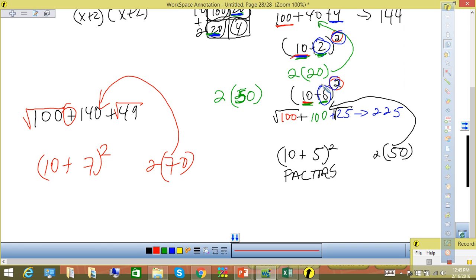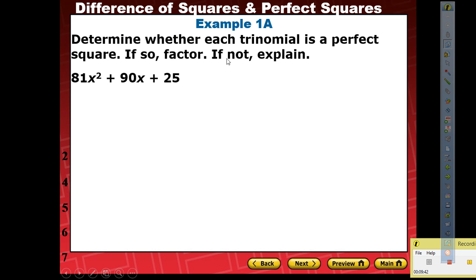So now we're no longer in numbers. Let's go to algebra. Copy this, please. Example 1A, and it says determine whether each trinomial is a perfect square. If so, factor. If not, explain. 81x squared plus 90x plus 25. Copy that, and then we'll go over this one together.